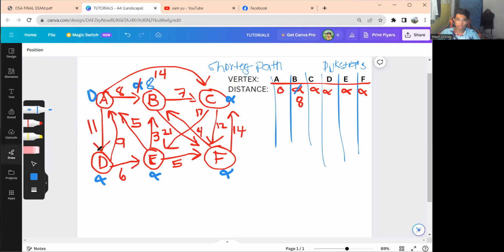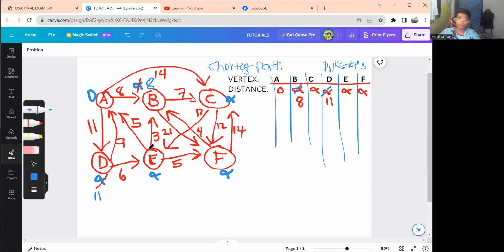So from A to D adjacent, which is D, A to D is 11. 0 plus 11 will be 11. So here, we'll cancel the infinite since 11 is better than infinite value. So here, we'll update the letter D as 11. Then we'll cancel the infinite.